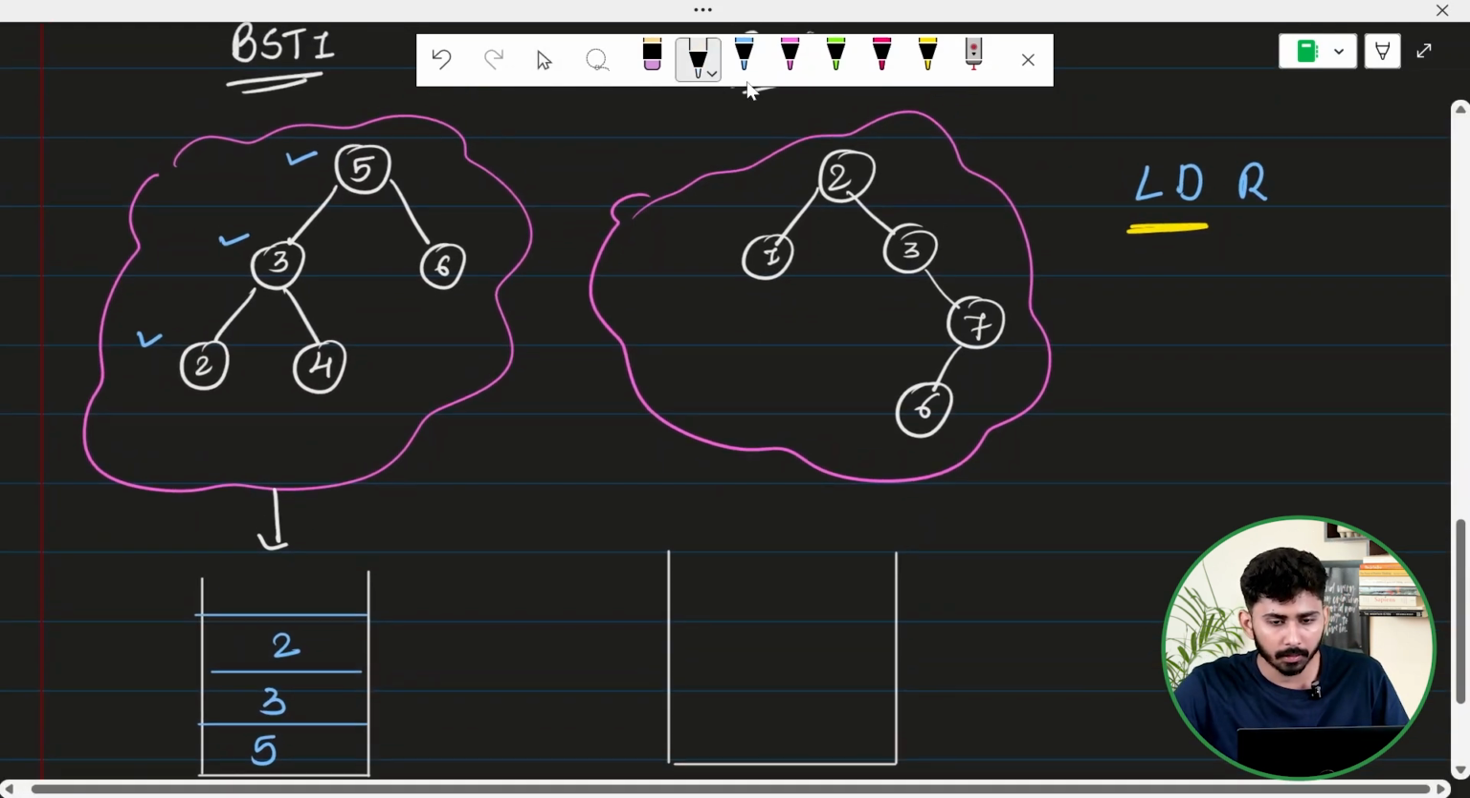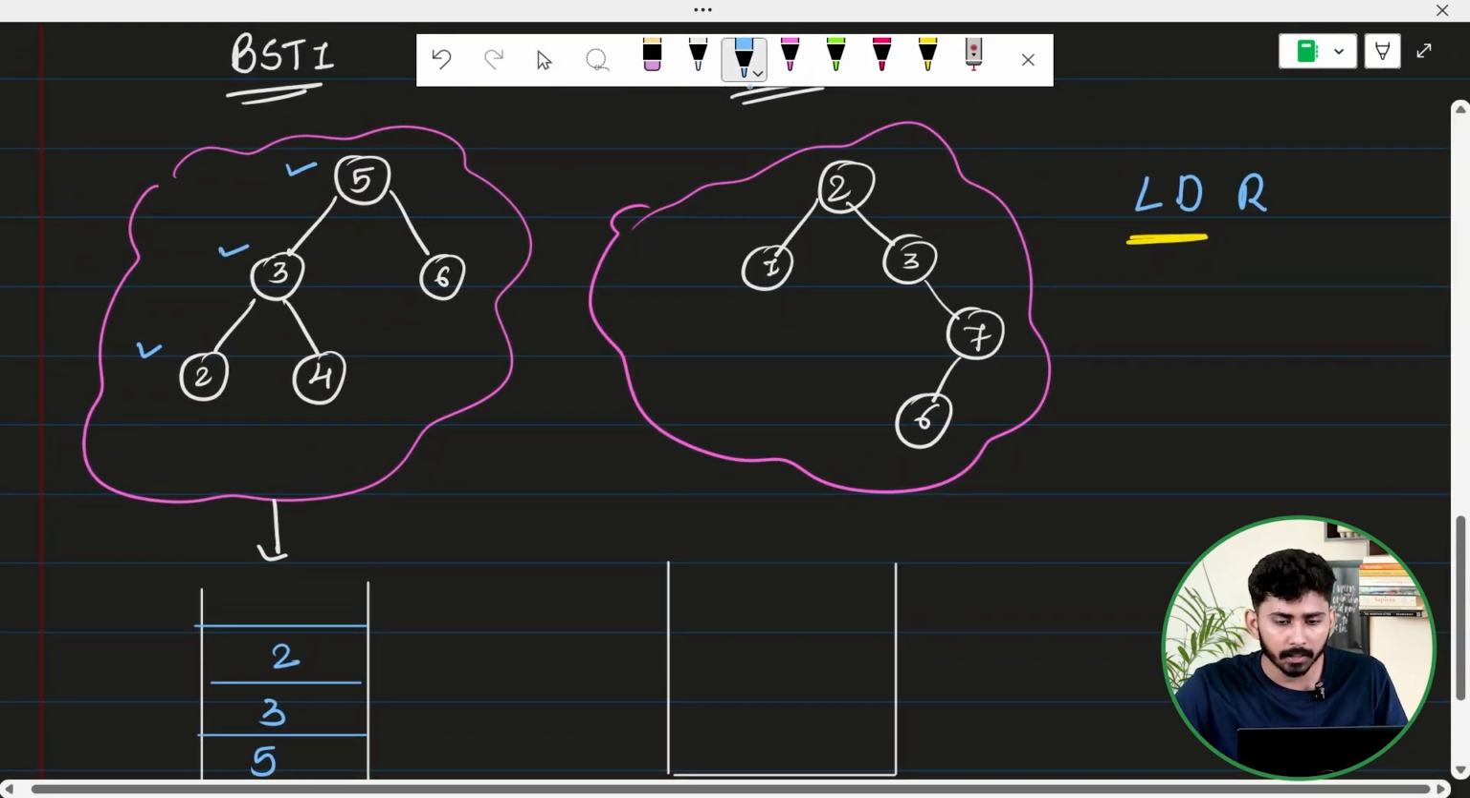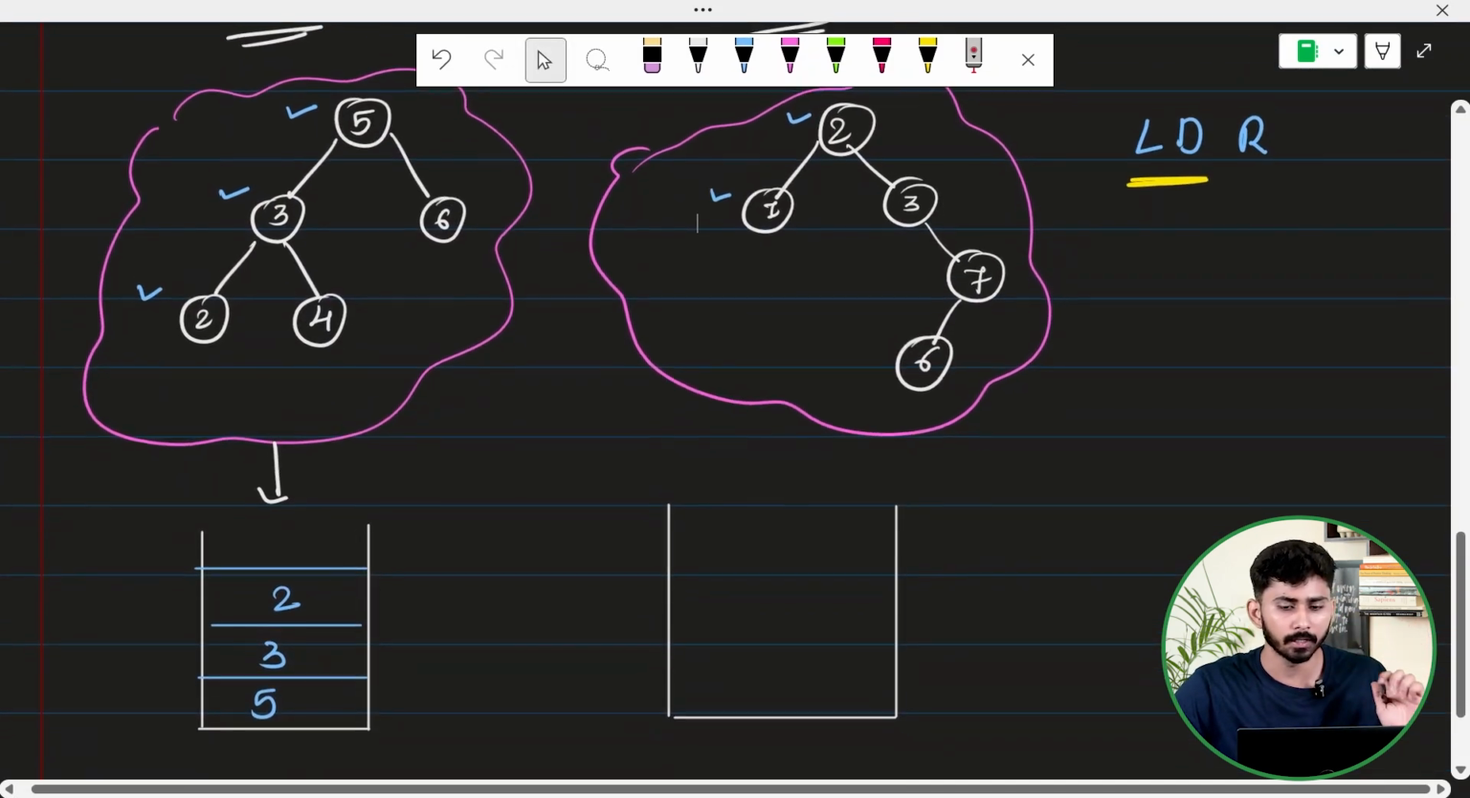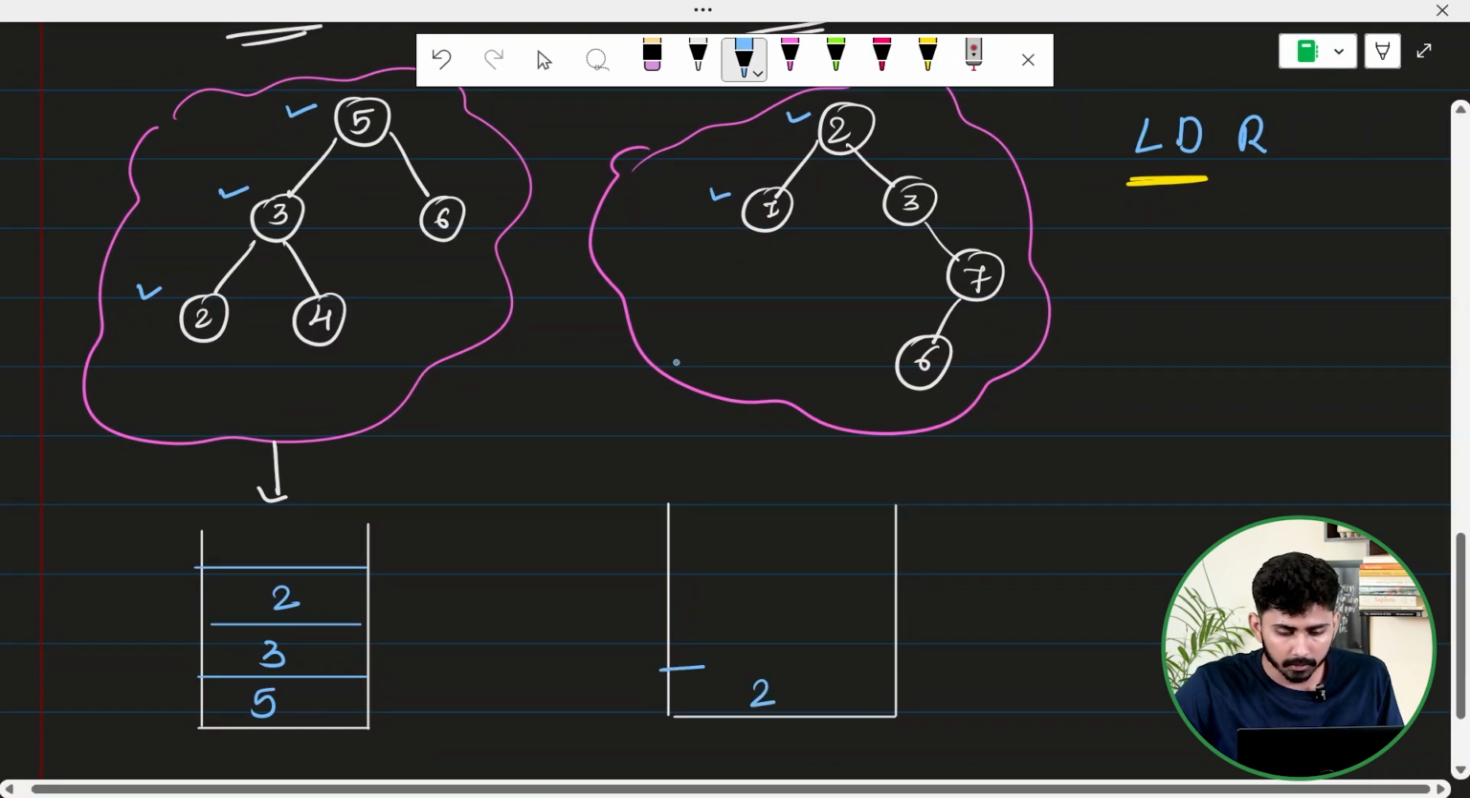So here also I'll do the same thing. As this is my entire tree, I'll go to the root node, and then again I'll go to the left-hand side and I'll extract all the leftmost nodes of this entire tree. So I'll have 2, and then I'll insert 1 inside the stack data structure.